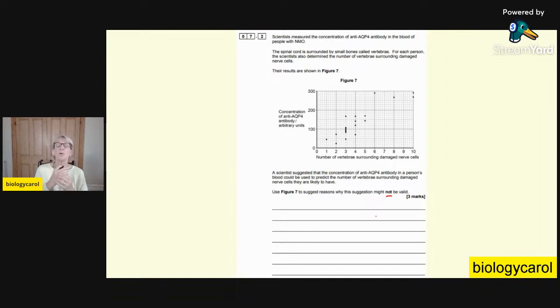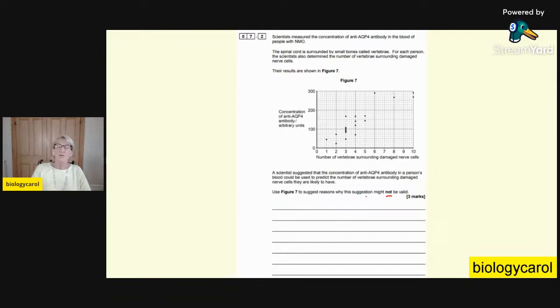So what are all the reasons? What is wrong with the methodology of the experiment? Either to do with, are they actually testing what they think they're testing? And are there enough repeats to make the data valid or make this suggestion valid? So the first thing I did actually was count up the number of dots, because every dot is a patient. You've got their number of vertebrae affected and you've got their concentration of antibody in their blood. There's 20 dots here. Now, that is nowhere near a big enough sample size. It's very unlikely that 20 NMO patients are representative of all patients that have NMO. The sample size is too small.